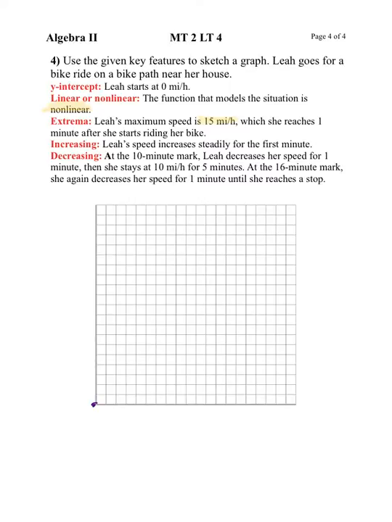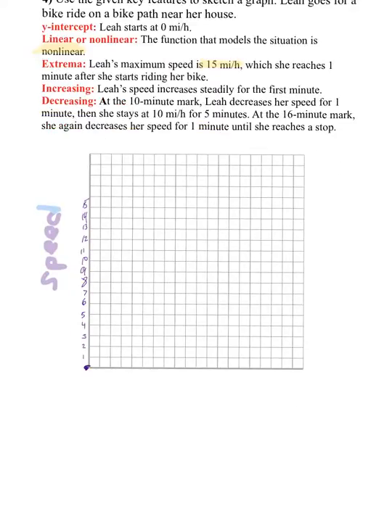We know Leah's maximum speed is 15 miles per hour, so I know her speed will never get bigger than 15. So what I'm going to do on the side here is I'm going to have speed on my side because that's my dependent variable. That color switched on me. And I know I have to go up to 15, so there are 20 tick marks, so I'm going to count by ones. And we know she reaches it at 1 minute after she starts her trip. So she must leave home and probably going down a hill.